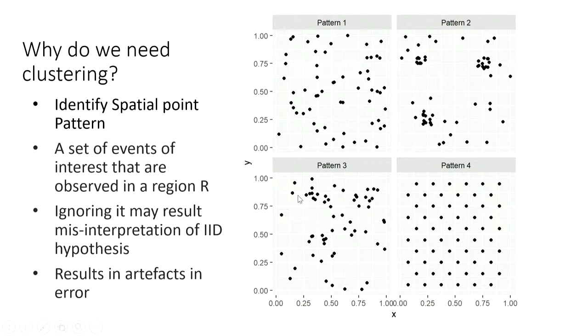And there are also a few other things which we sometimes need to carry out: whether the different events that have occurred, the measures of those events, have some kind of spatial dependencies or not.